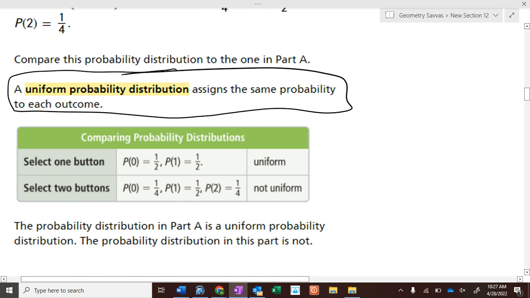Okay? When they selected 1 button, the probability distribution was uniform. They were the same. Being the same is the same as saying being uniform. If they're not the same, then they're not uniform.